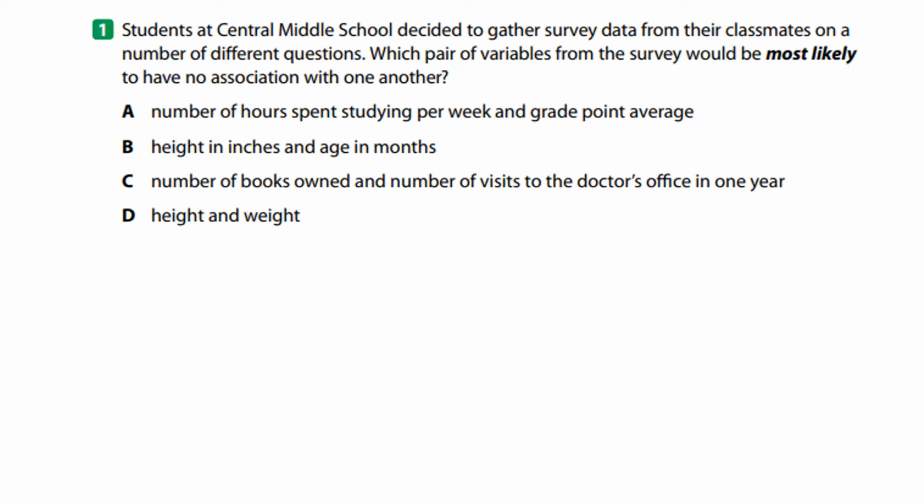On the next page, we have problem number 1. Students at Central Middle School decided to gather survey data from their classmates on a number of different questions. Which pair of variables from the survey would be most likely to have no association with one another? Remember, no association means it's going to be random.